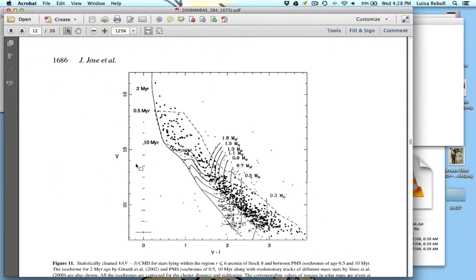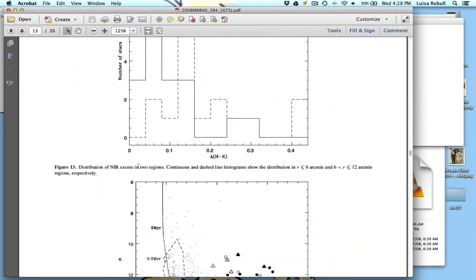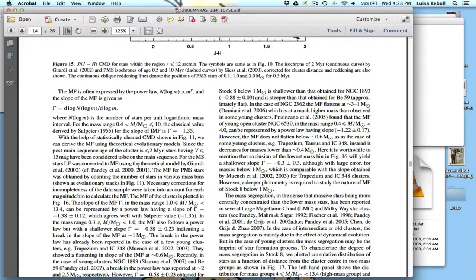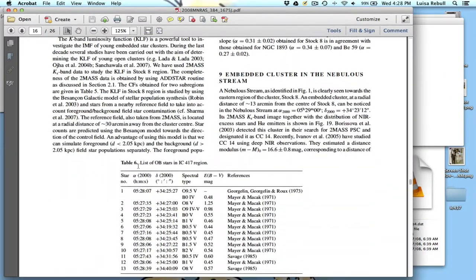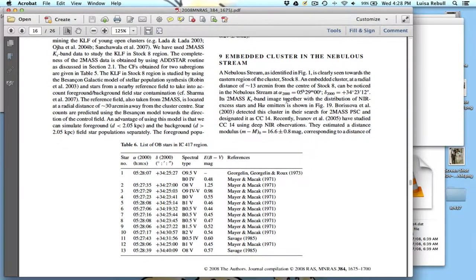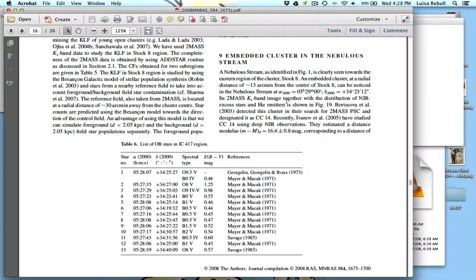Then section 8 on the initial mass function, we do not care about that at all. Lots and lots and lots of verbiage and plots, not relevant at all. Section 9, embedded cluster in the nebulous stream. This section is also worth looking at very closely.